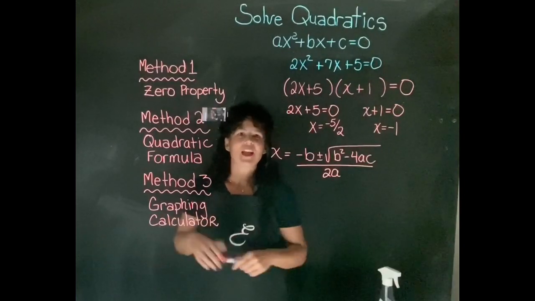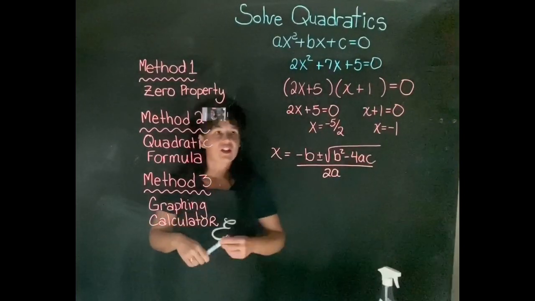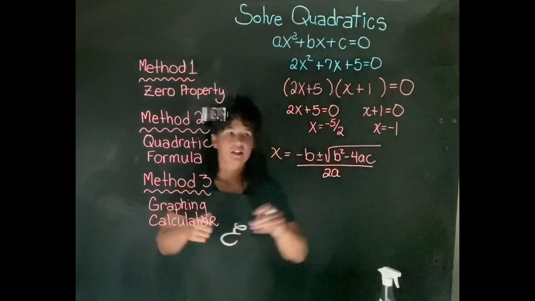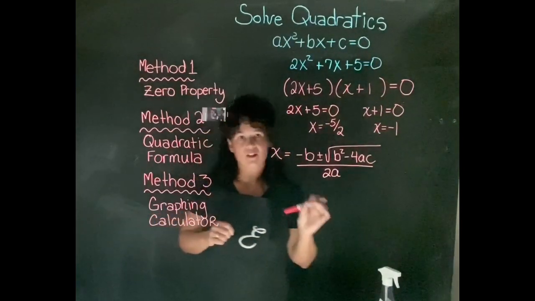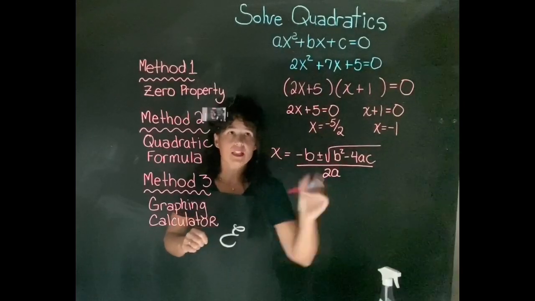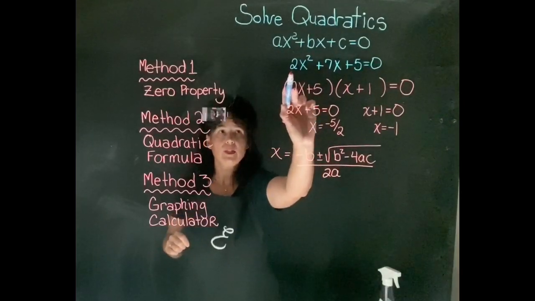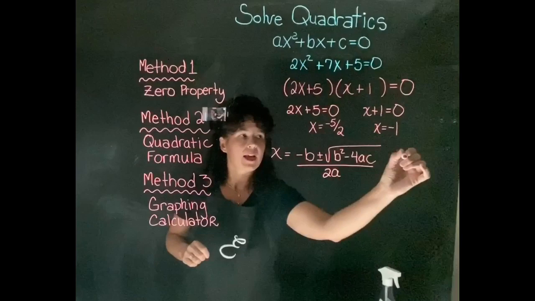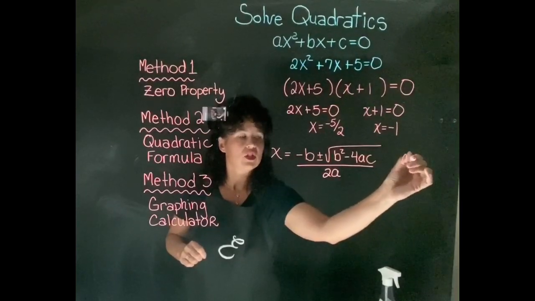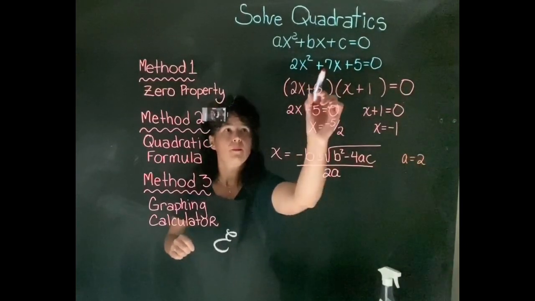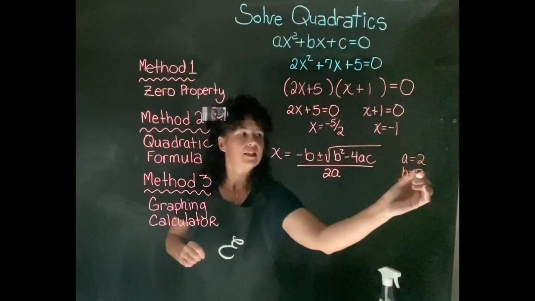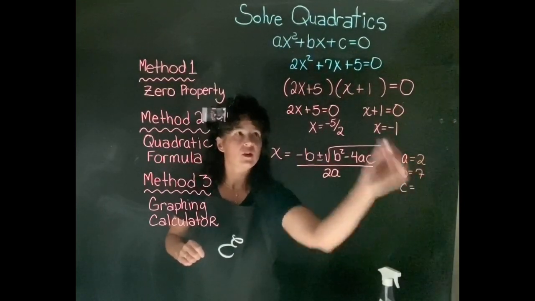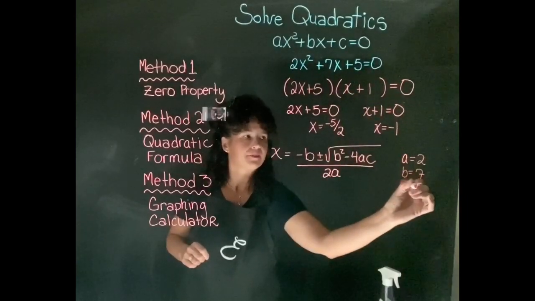Okay, so however you want to memorize it, you're going to always start by identifying the A, the B, and the C in the formula. So in this particular one, 2 is our A, so I'm going to write A equals 2, B equals 7, and C equals 5.